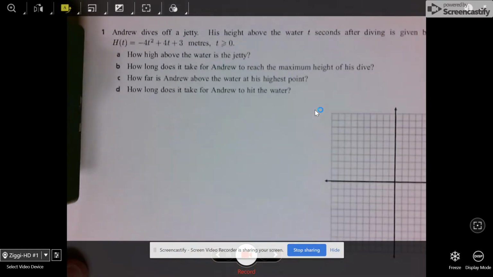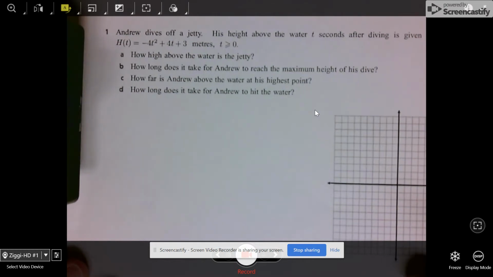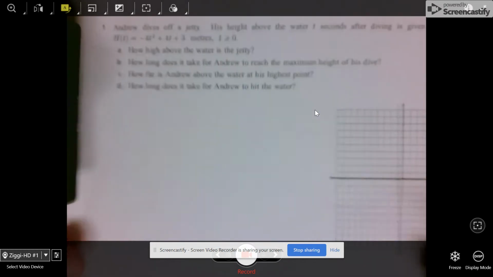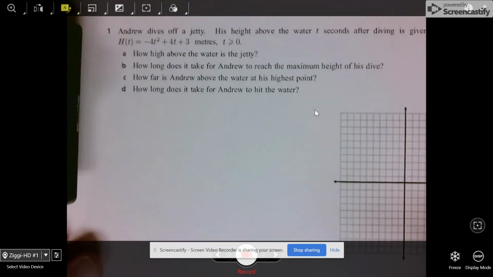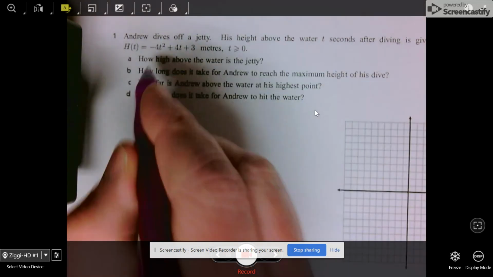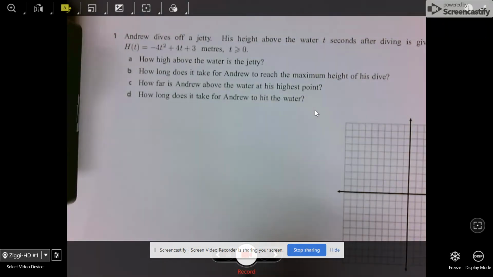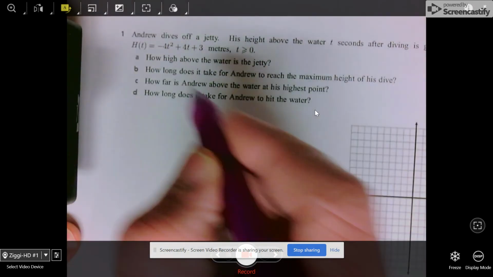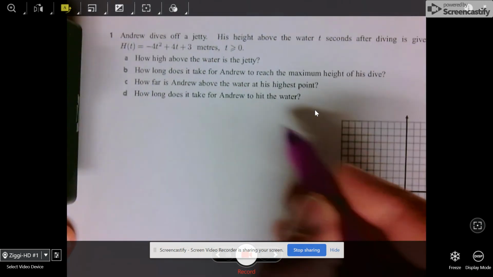These are the notes for some of the word problems for quadratics. I'll do a couple of them, then you can finish the other ones. So they're giving us an equation, and we want to look at what the letters stand for. H stands for height, T stands for time. So first question is, how high above the water is the jetty?